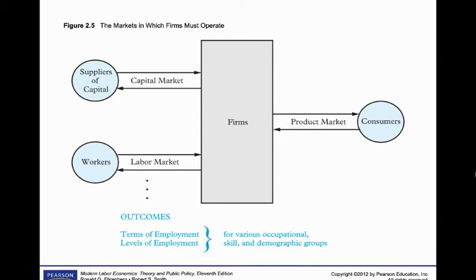The discussion today is about the labor market equilibrium, and this is still under the overview of labor economics. The discussion about labor market equilibrium involves the demand for labor and the supply of labor. To understand the position of the labor market in the economy, let's consider this diagram first.